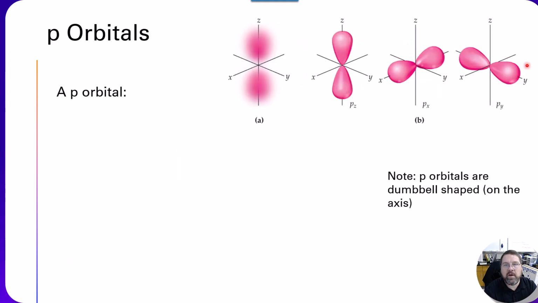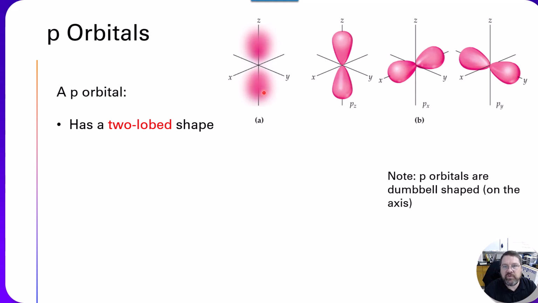P orbitals, okay, again, you see this kind of nebulous electron density model shown here. And again, notice at the center of the nucleus, there's nothing there. Okay, again, we don't find electrons in the nucleus. They're always found outside the nucleus. Now, p orbitals, okay, we describe as having a dumbbell shape or a two-lobed shape.